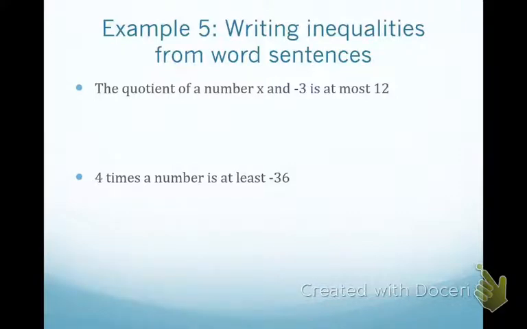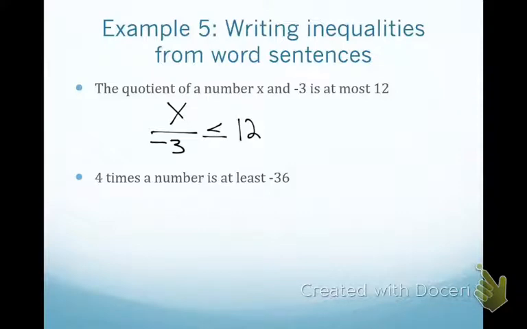What does quotient mean? Divide. Now you have to multiply to solve, but you're dividing in the inequality. So x divided by -3. Okay, x divided by -3 is what? What symbol goes here? Less than or equal to 12.